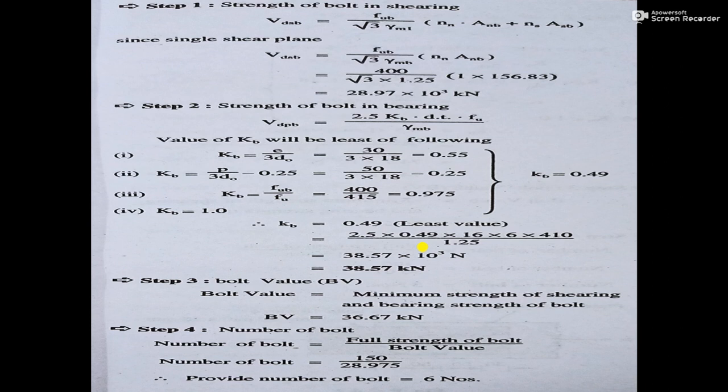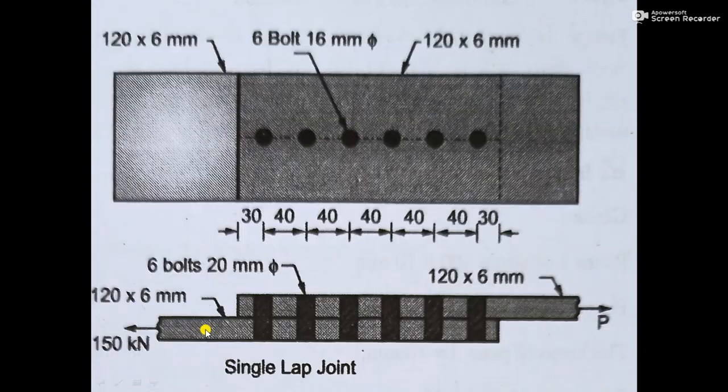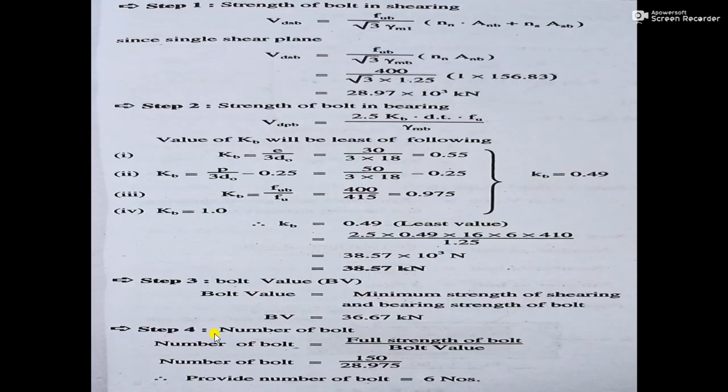So the bolt value is taken as 28.97, the minimum strength of shearing and bearing. Here again a printing mistake is there; you have to take 28.97 kilonewton. And in the fourth step, the number of bolts required: we have to design this lap connection for a load of 150 kilonewton, that is the full strength of the bolt.